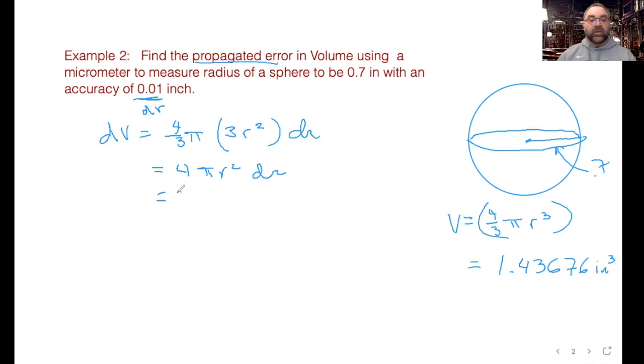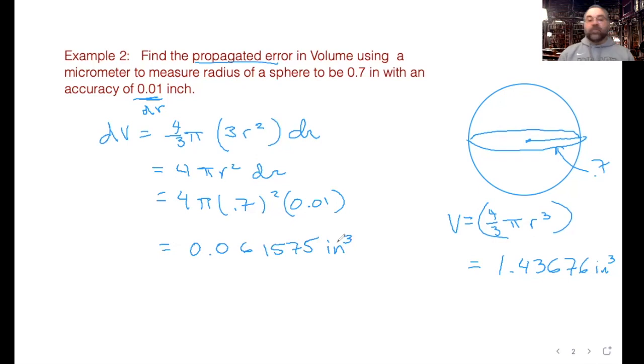And let's go ahead and plug everything in. 4 pi 0.7 squared. The error in the measurement is 0.01. So let me come back to my calculator, and I've got 4 times pi times 0.7 squared times 0.01. And I show that dV, the differential in volume, is 0.061575 cubic inches.